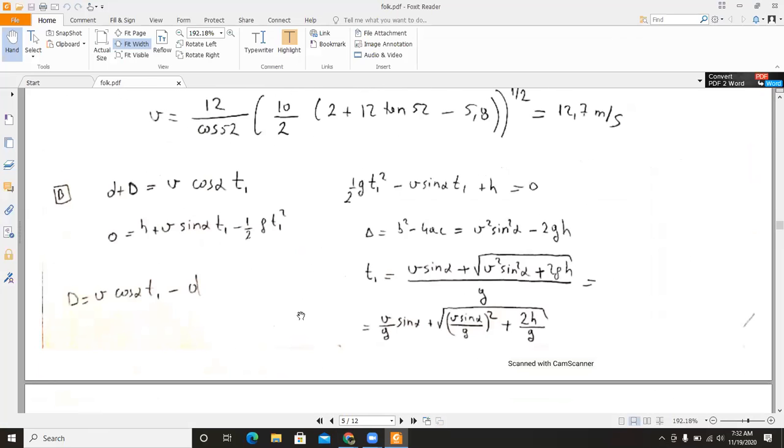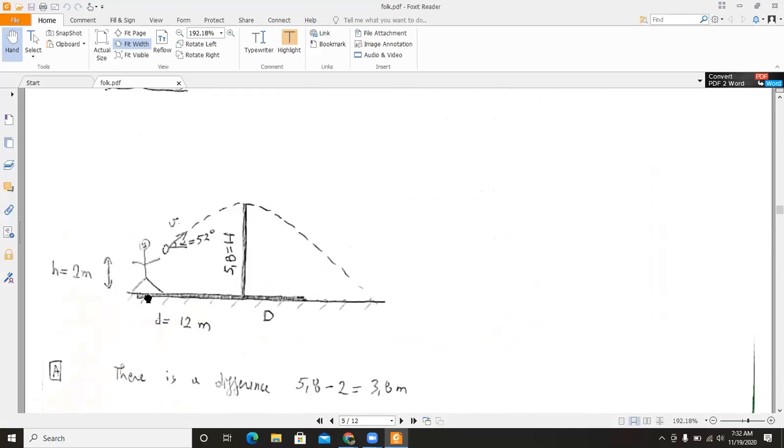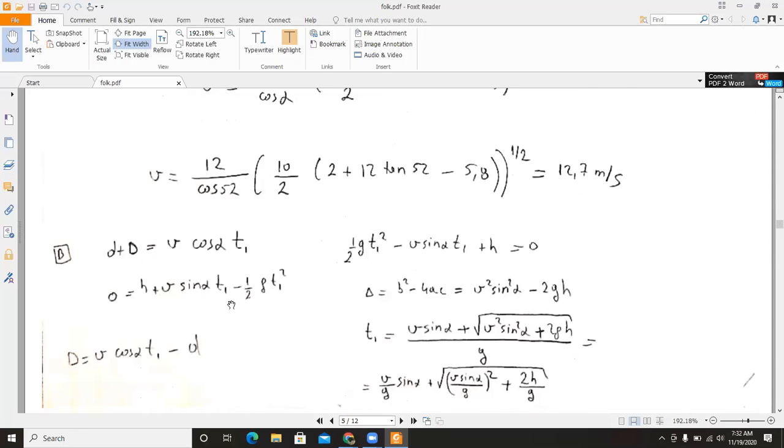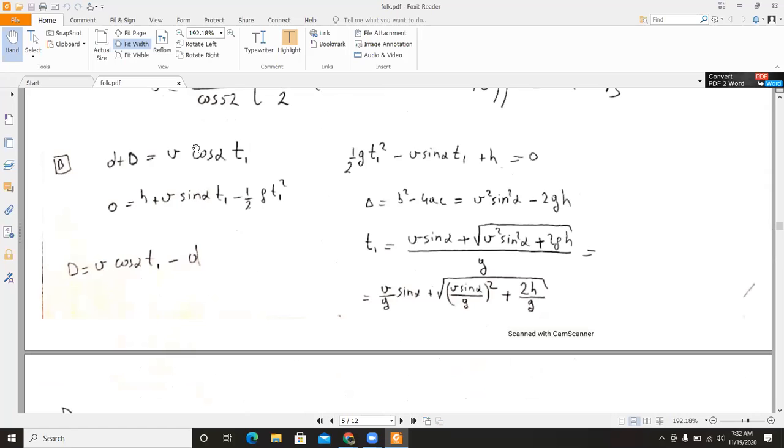Here's how I found it. We know the total distance, capital D, right? So this total distance, 12 plus d, what should it be? It's the same as the x component of the initial velocity times t1, let's say, not to get confused with the previous t. It's the total time.